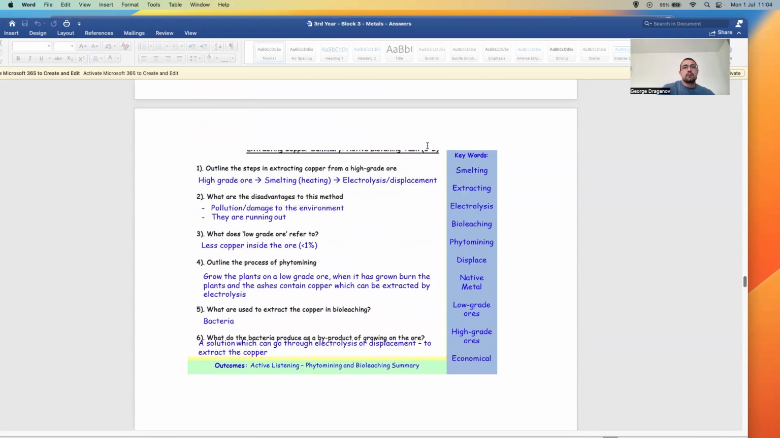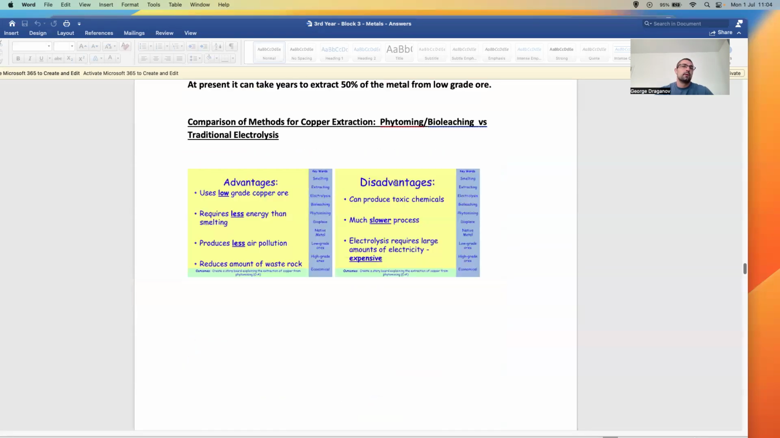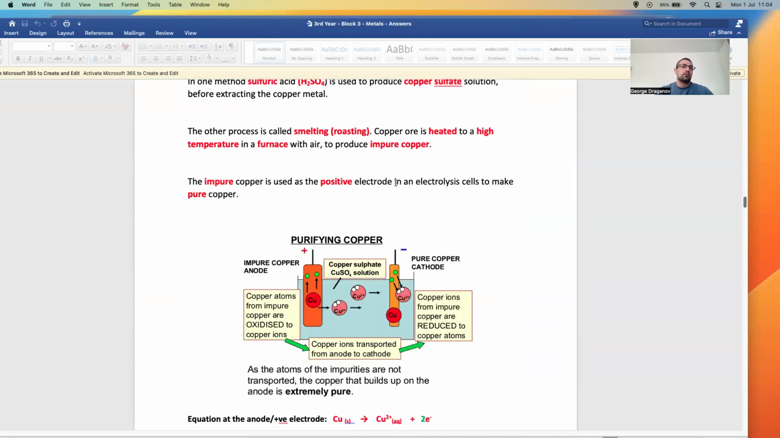So that completes the lesson on copper extraction. So read up on it and just learn for 3 marks how to answer a question on bioleaching or phytomining, essentially. And the traditional method as well, which is when you have a high-grade ore, you smelt it, then you do electrolysis.